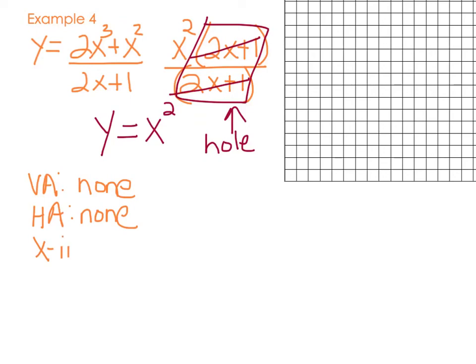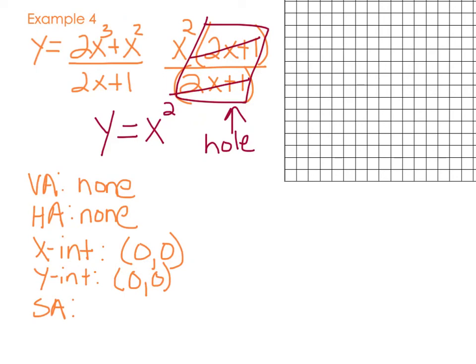X-intercept. If I set x squared equal to 0, x equals 0, so 0, 0. Y-intercept. If I plug in a 0 for x, y is 0, which makes sense because 0, 0 is an x and y intercept at the same time. A slant asymptote, we don't have any. We don't even have a denominator after we cross everything out that cancels, so no slant asymptote. So that leaves us with the holes. Or in this case, hole.